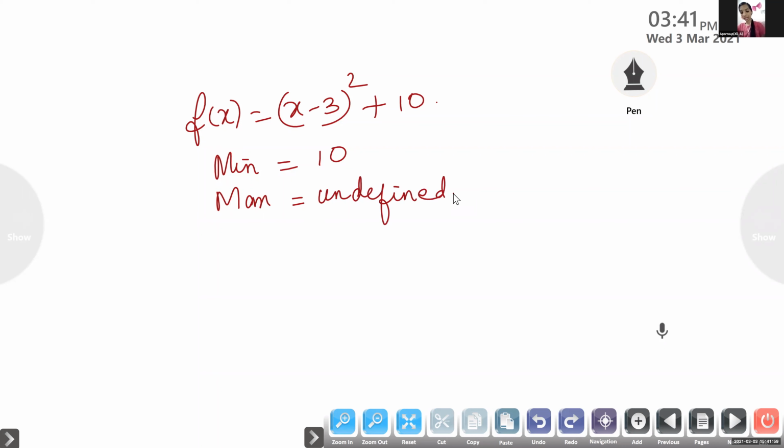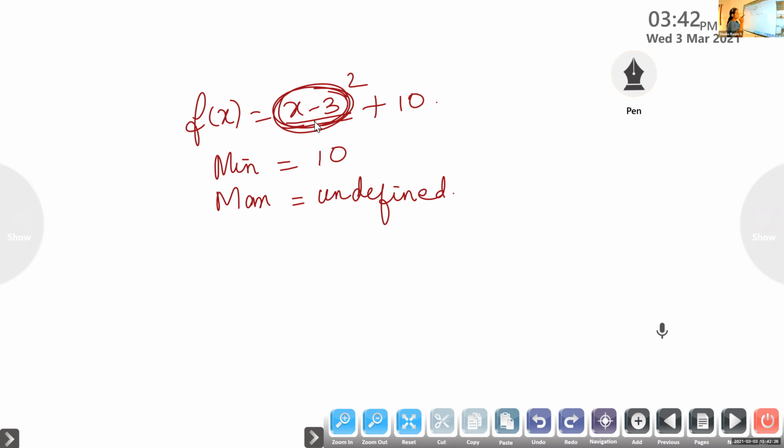Ma'am, I did not get it. See, when you square a number, whether you will be getting a negative value or a positive value? Positive. Whatever the number, when you square it, it is positive. So what is the meaning? The 10 you don't need to bother about. Only the term containing x you have to check.